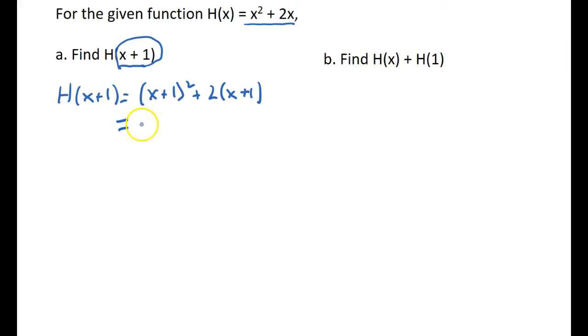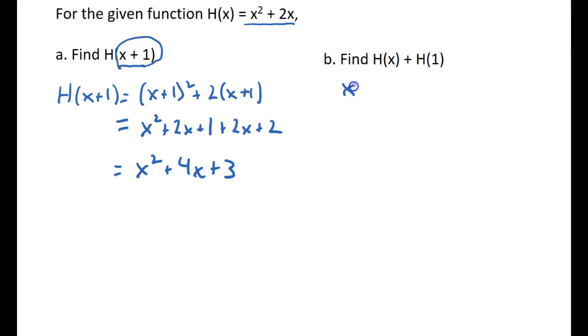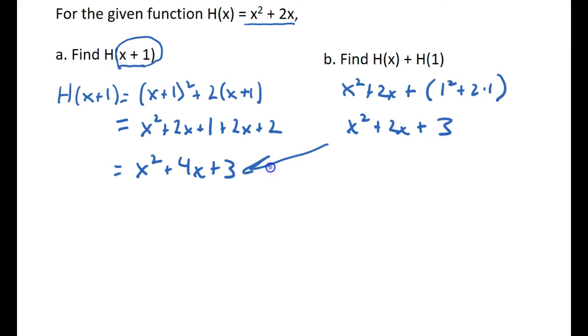So I've got (x plus 1) squared is x squared plus 2x plus 1 by using FOIL, plus 2x plus 2. And my final answer is x squared plus 4x plus 3. Okay, now what's h of x? Well, h of x is what we're given, right? x squared plus 2x. What is h of 1? h of 1 is 1 squared plus 2 times 1. So we're going to get 1 plus 2, which is 3. These are not the same thing. So you cannot distribute a function label, okay?